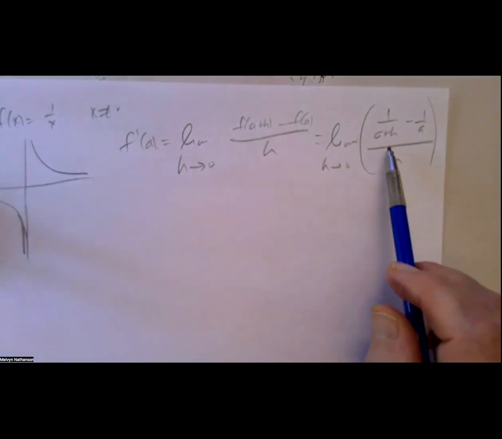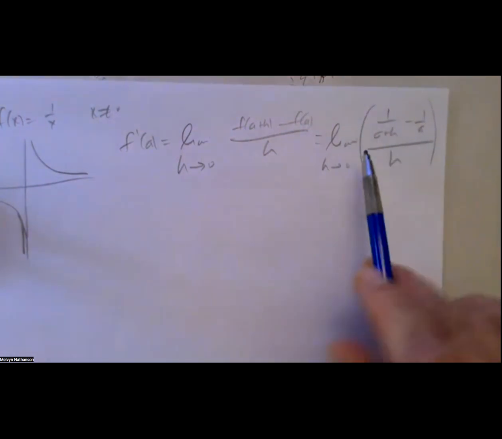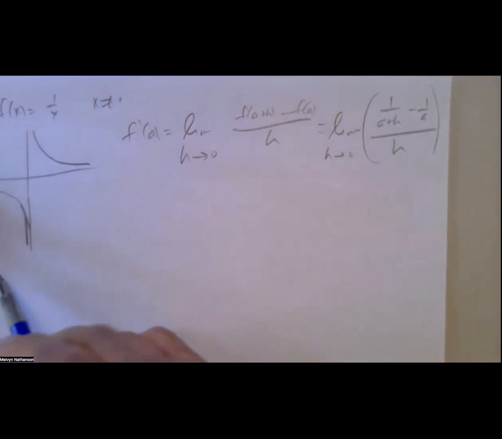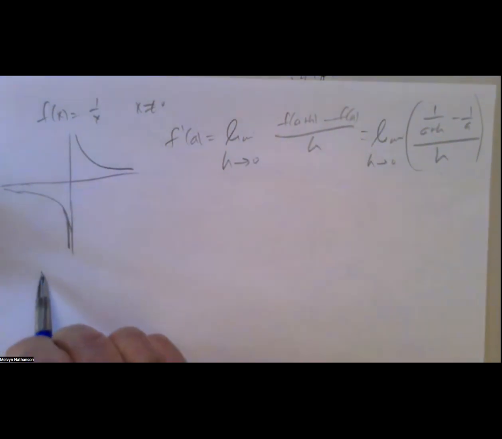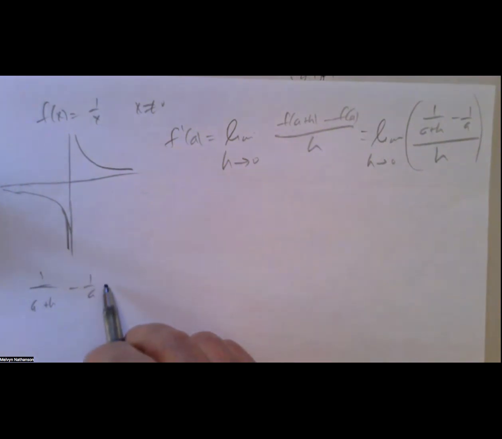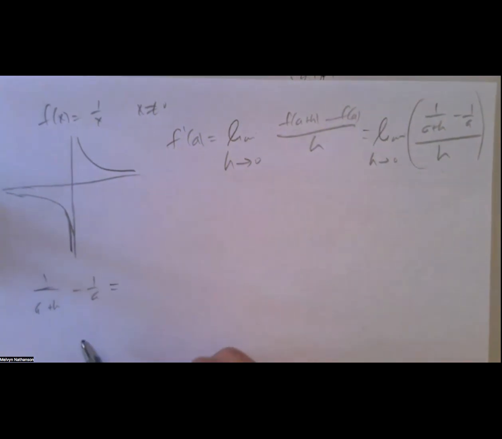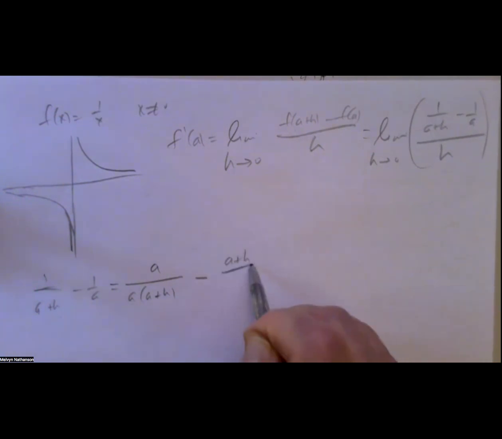So I need to do some high school algebra to simplify this expression. I have no alternative but to do the work. I have in the numerator 1 over a plus h minus 1 over a. So I'm subtracting fractions. You have to put things over a common denominator. A common denominator is a times a plus h. So this is a over a times a plus h minus a plus h over a times a plus h.